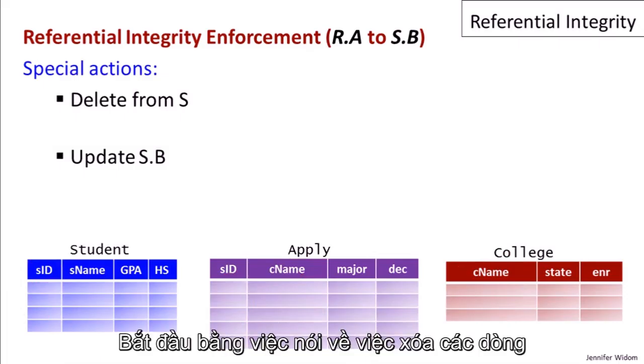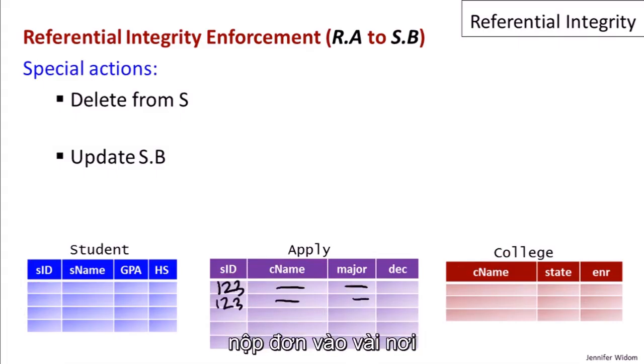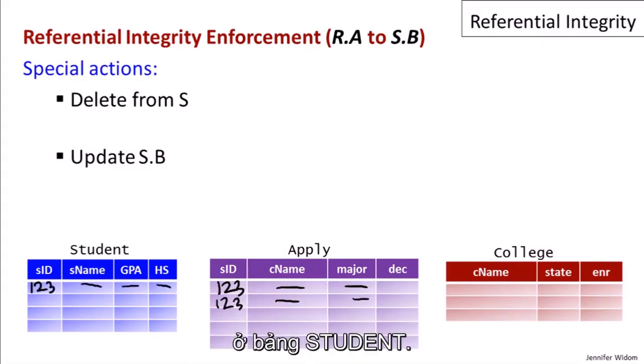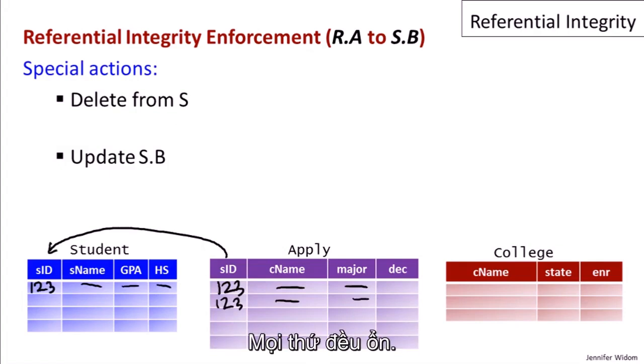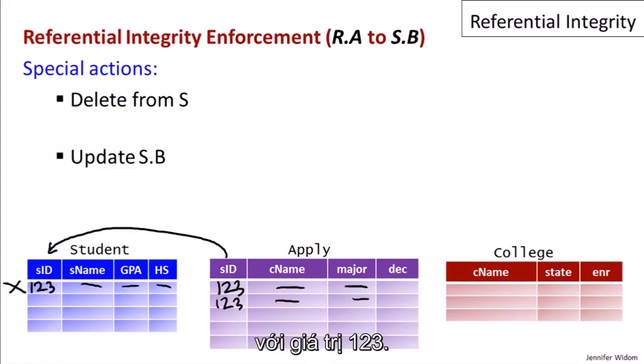Let's start by talking about deletions from the referenced table. So let's say we have our student 1, 2, 3 here. Maybe 1, 2, 3 is applied a couple of places. And then we have our student 1, 2, 3 here in the student table. So right now, referential integrity is good. Everything's okay. But let's suppose that we delete the tuple with 1, 2, 3.